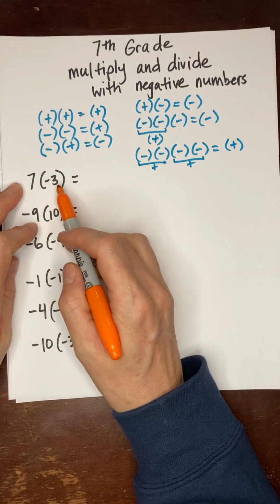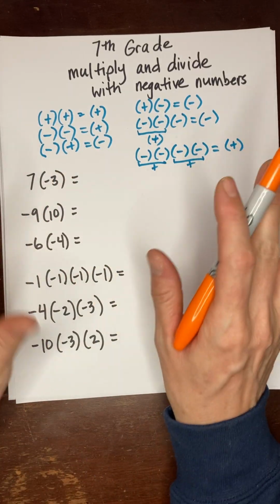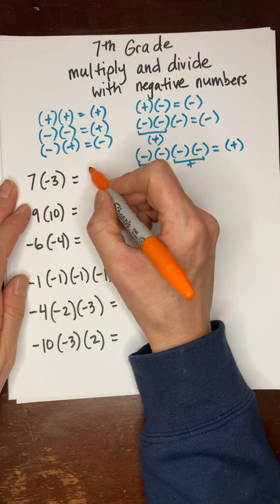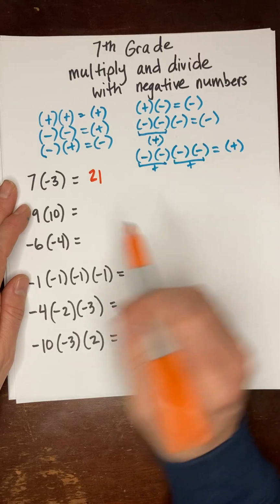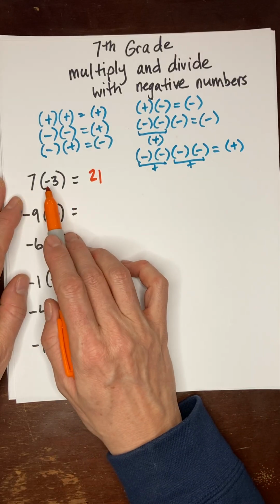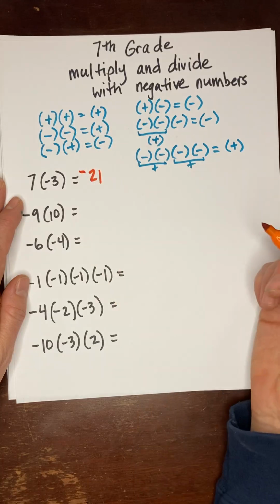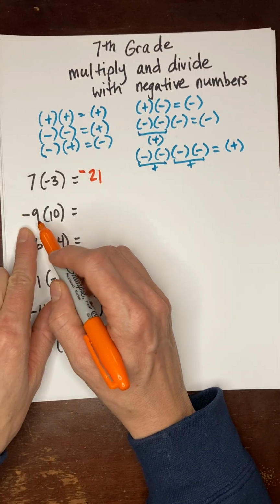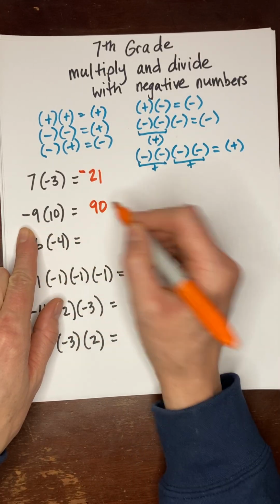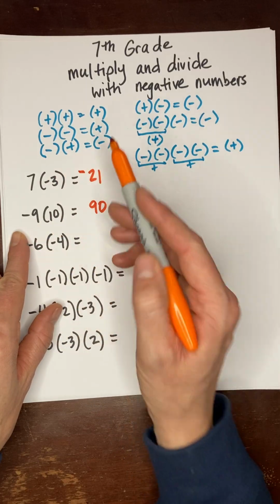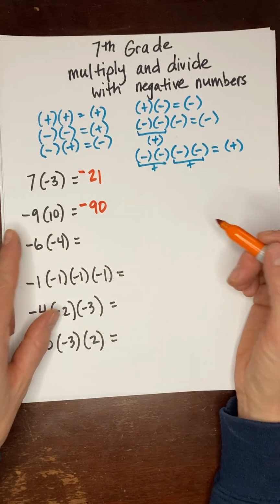First, we're going to multiply the numbers. Our math doesn't change. Same times table, same number rules. 7 times 3 is going to be 21. Now, what is the sign of my answer? Well, I have a plus times a minus, and a plus times a minus gives me a minus. So the answer is minus 21. Let's do the next one. 9 times 10 is 90, but I have a minus times a plus. Minus times plus is minus. So my answer is minus 90.